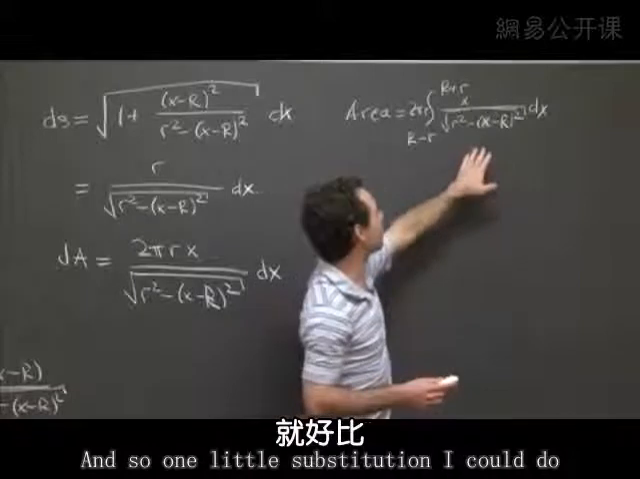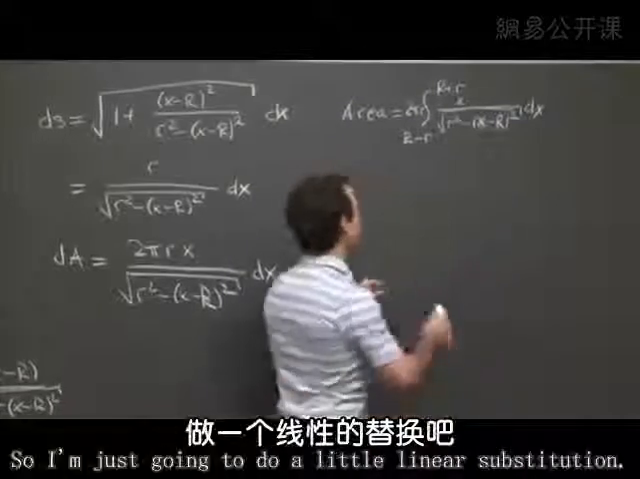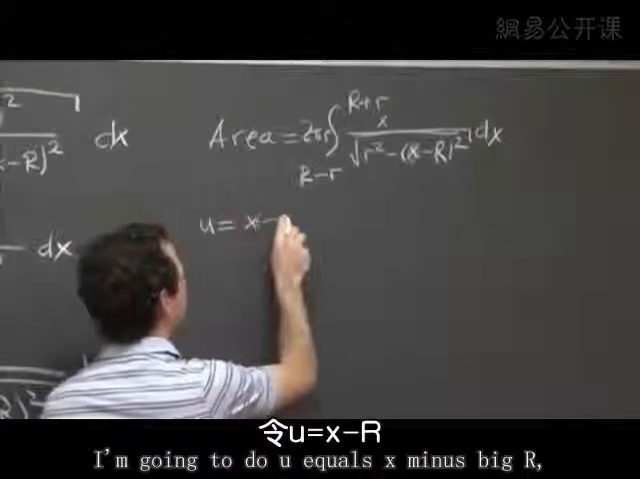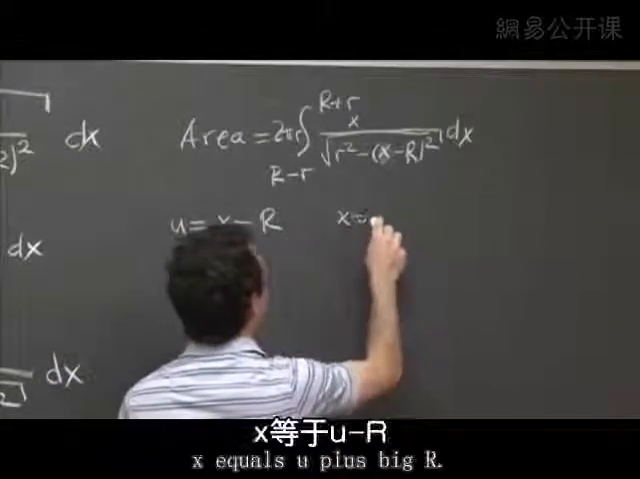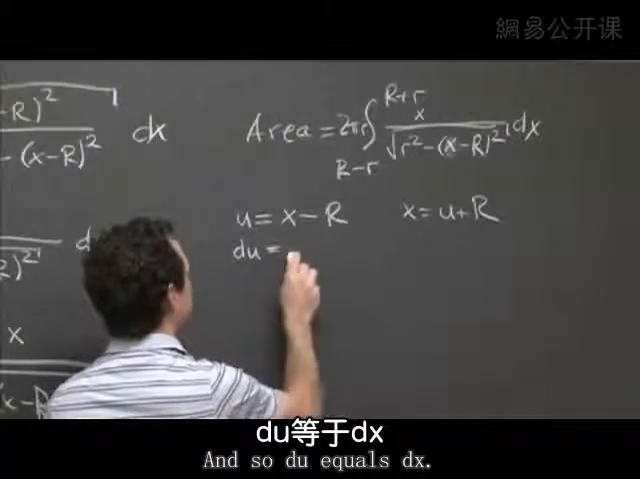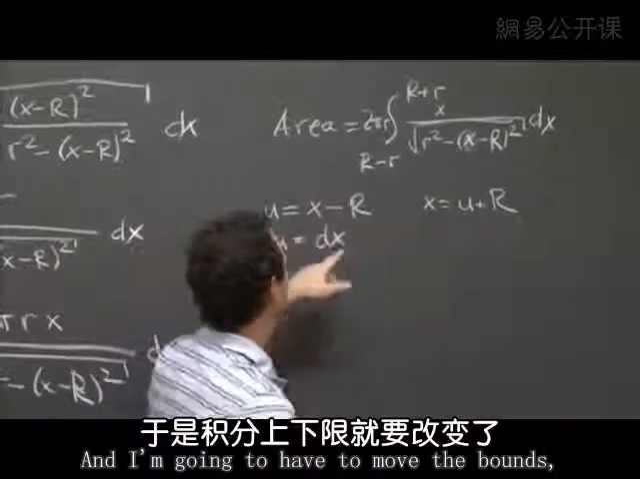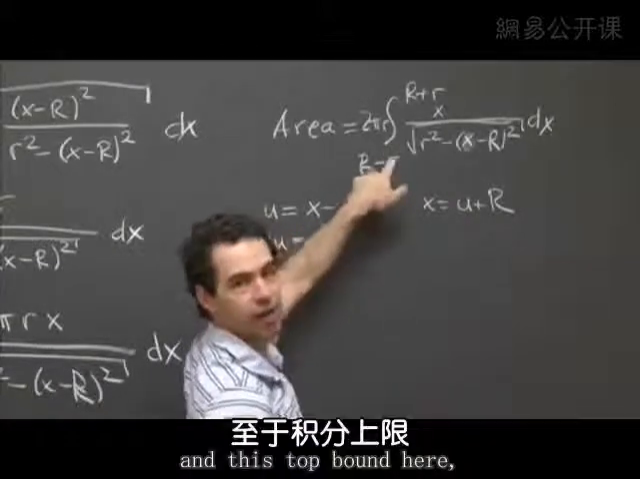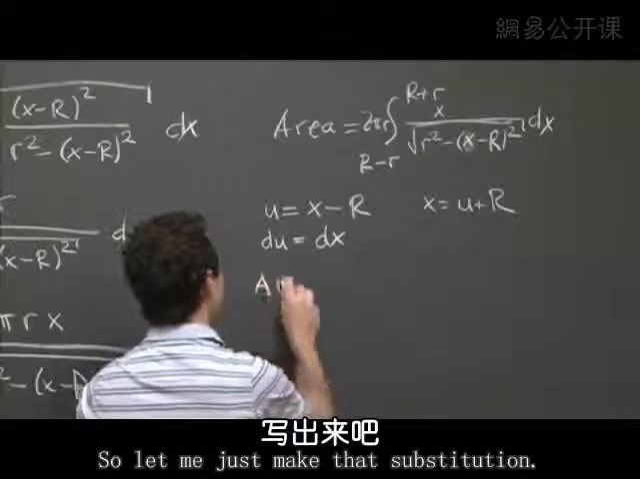And so one little substitution I could do is to simplify this x minus big R thing. I could just shift this by big R. So I'm just going to do a little linear substitution. I'm going to do u equals x minus big R, or I'm going to want to substitute the other way. So that's the same thing as saying x equals u plus big R. And so du equals dx. So this is a simple little substitution. And I'm going to have to move the bounds. So when x is big R minus little r, then u is minus little r. And this top bound here, u is going to be equal to positive little r. So let me just make that substitution.